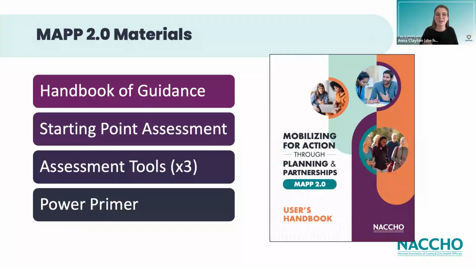But in summary, these are the MAPP 2.0 materials. So we have the Handbook of Guidance, there's a starting point assessment tool that's separate, the 3 assessment tools, and the Power Primer that I'll talk about in a little bit, all available at NACCHO.org/MAPP. And we have a slide later to show you all the different resources available. But now I'll hand it over to my colleague Harper to provide an overview of the 3-phase process.